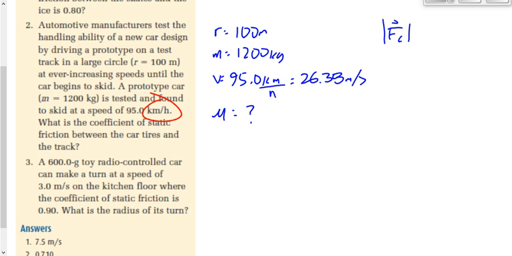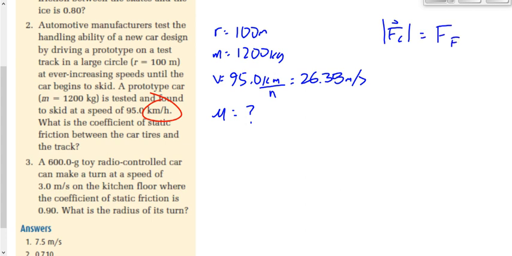In the case of the electron going around the nucleus of an atom, the centripetal force is caused by an electric force. So we could set those two equal to each other. In the case of a car going around a turn, the centripetal force is caused by friction. So we can set those two equal to each other.